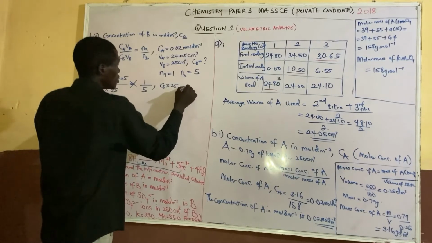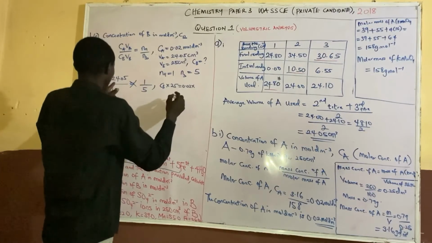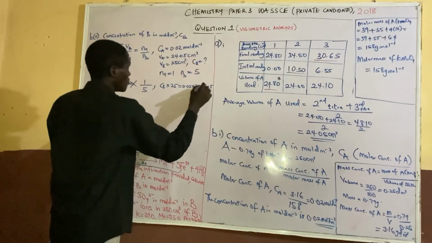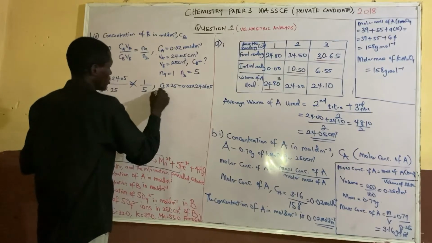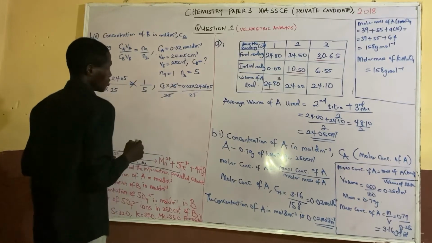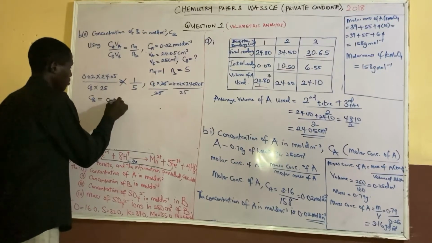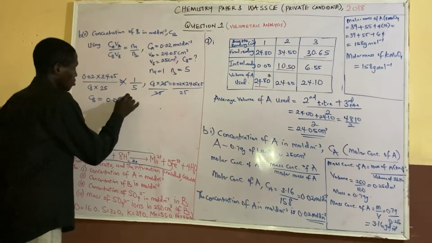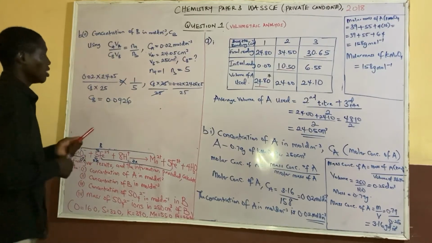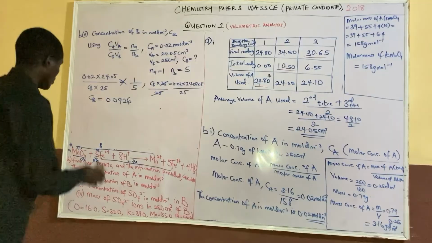So CB times 25 equals 0.02 times 24.05 times 5. Now divide both sides by 25, so this automatically cancels this. So we have CB equal to 0.0926. That's the final answer, 0.0926. So that's the value for our CB.